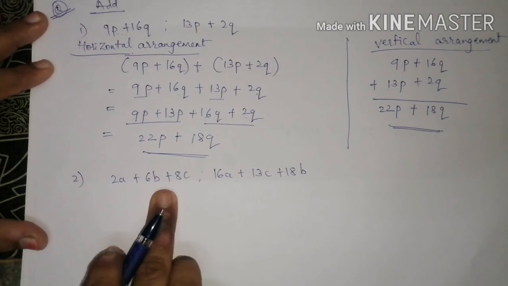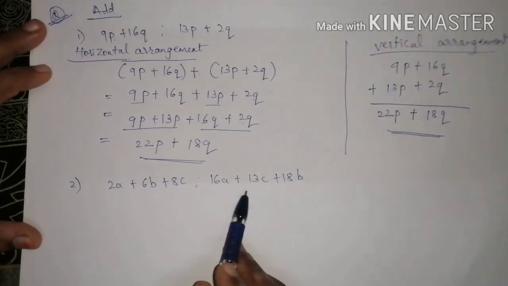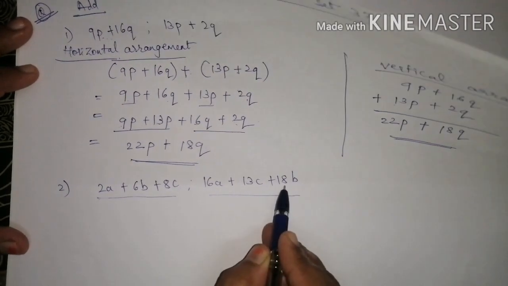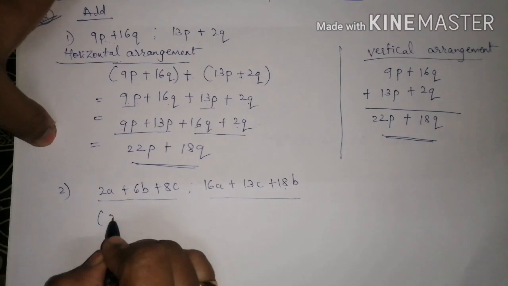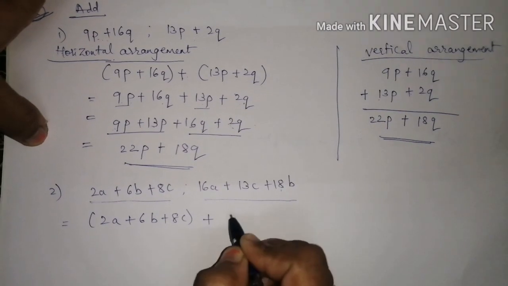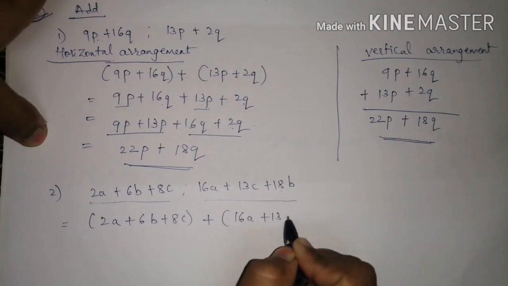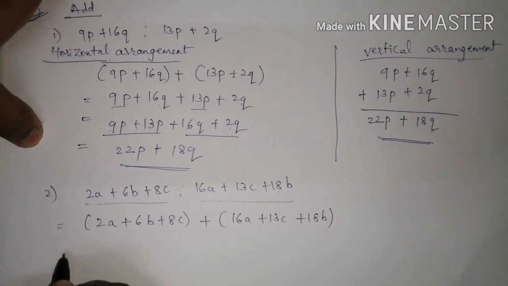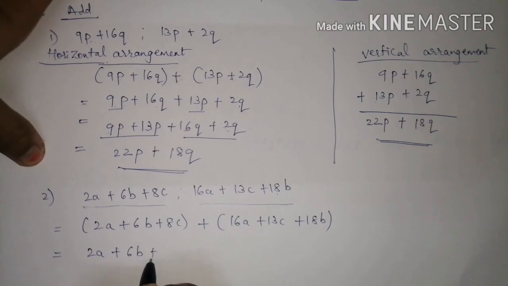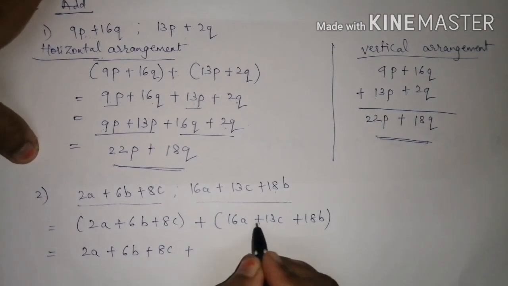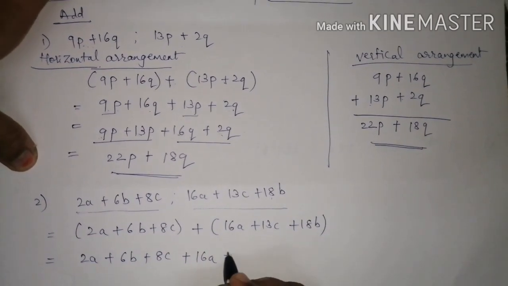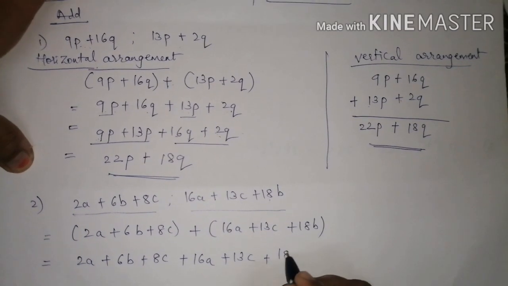Now let's move to the second sum. I am doing it by horizontal. So these are the two expressions, 2a plus 6b plus 8c, and 16a plus 13c plus 18b. The first step is putting them in brackets and putting a plus sign in between them. After that open the bracket. 2a plus 6b plus 8c plus, if there is a plus sign the inside signs will not get changed. So 16a plus 13c plus 18b.